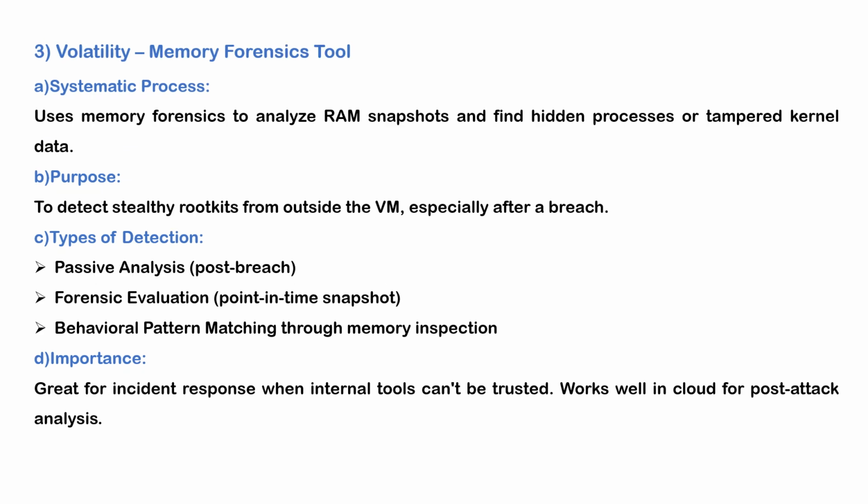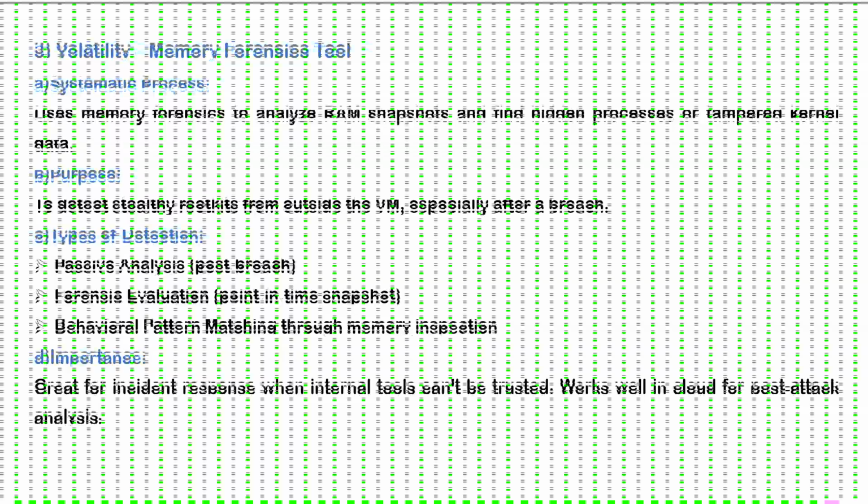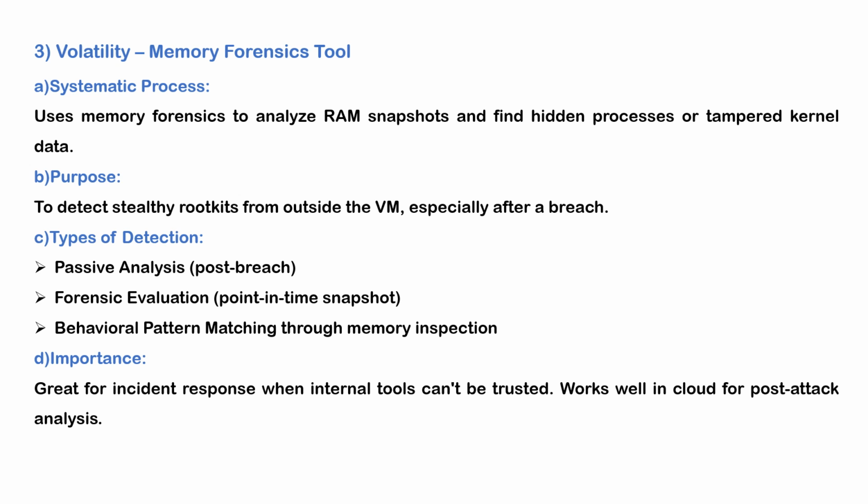Volatility memory forensic tool. Now let's look at Volatility, which is widely used in digital forensics and incident response. It is a memory forensic tool that allows investigators to examine RAM dumps from compromised VMs. It helps uncover hidden processes, kernel modules, loaded drivers, and any changes made by rootkits at kernel level. The benefit of using Volatility is that it works outside the live system. It analyzes memory dumps on a secure, separate machine.